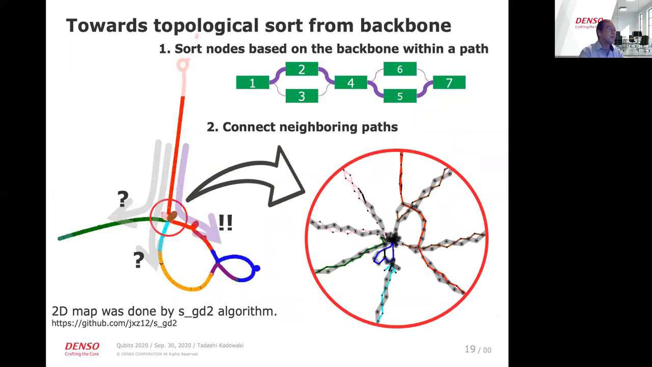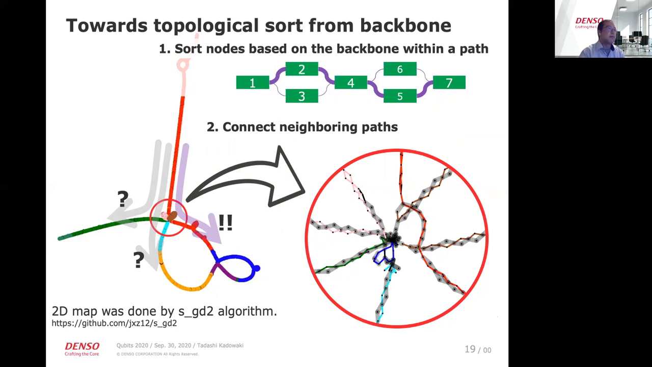Finally, I will touch on how the modified Hamiltonian path problem can help the topological sort of the variant graph. In the last slide, we identified long paths of the graph. The paths are colored in this figure. As the genome sequence is one dimension, topological sort could be done first within a path very simply, then connecting neighboring paths.